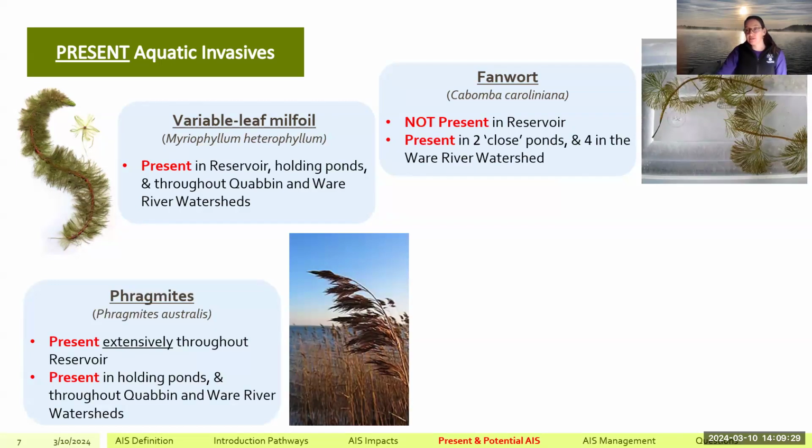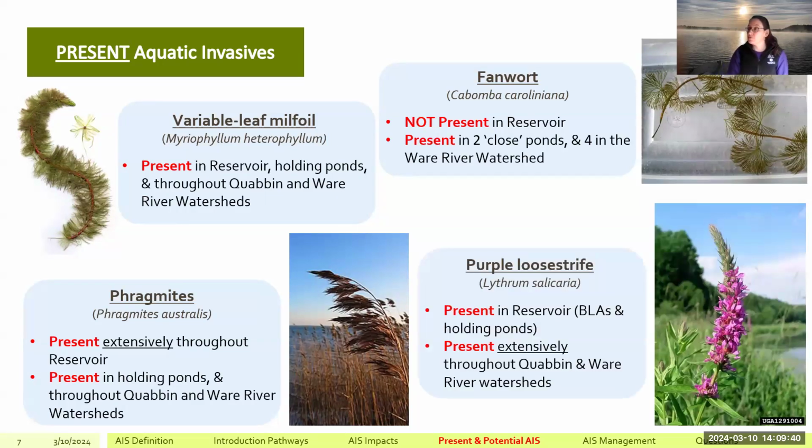Phragmites is present extensively throughout the reservoir, and it's present in the holding ponds and throughout the Quabbin and Ware River watershed. And then we have purple loosestrife. This plant is present in the reservoir, in the boat launch areas, and in the holding ponds, and it's present extensively throughout the Quabbin and Ware River watersheds. These 2 species can alter the habitat and the landscape.